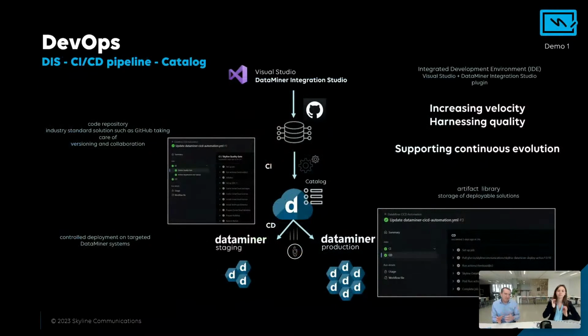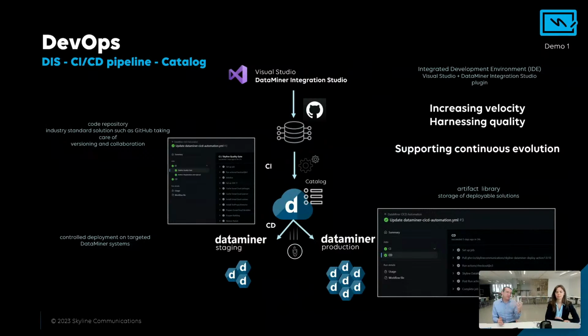Now, we have reached a third slide, with all the other components within that DevOps bucket grouped together: DataMiner Integration Studio, the CI/CD pipeline, and the catalog. A diagram here illustrates the capability of the DataMiner.services platform, the cloud connection in this case, to facilitate the implementation of a continuous integration and deployment process.